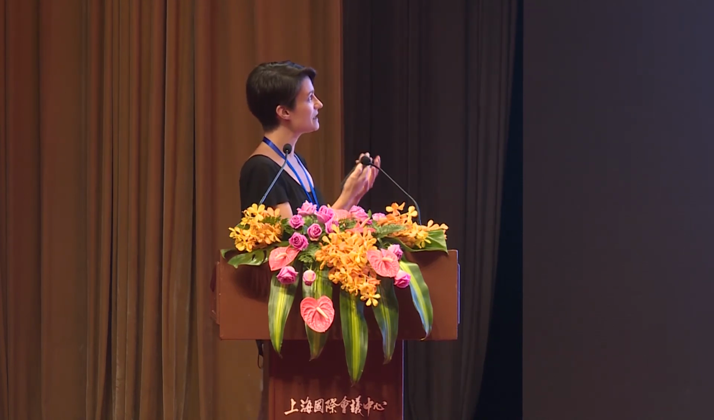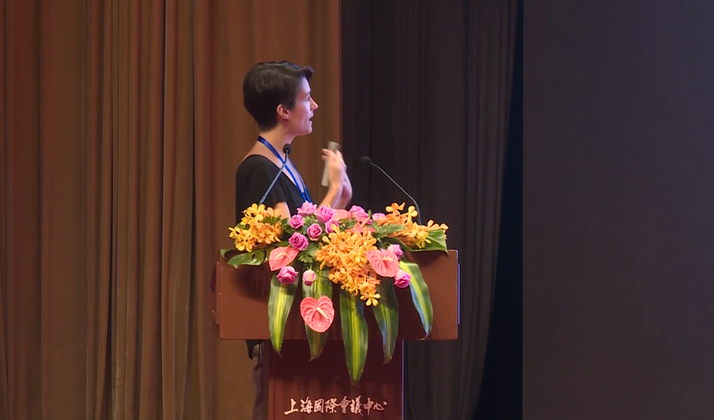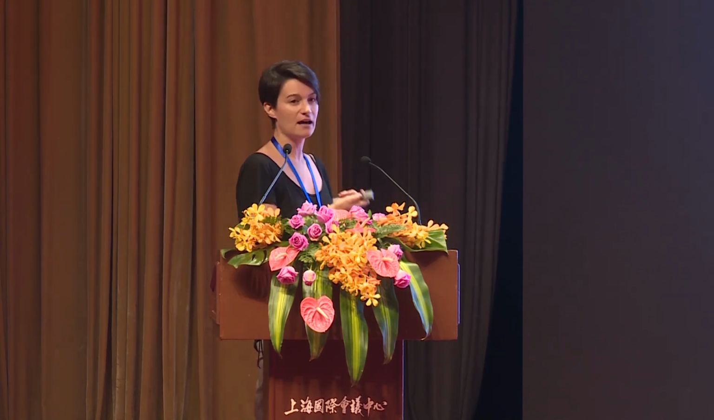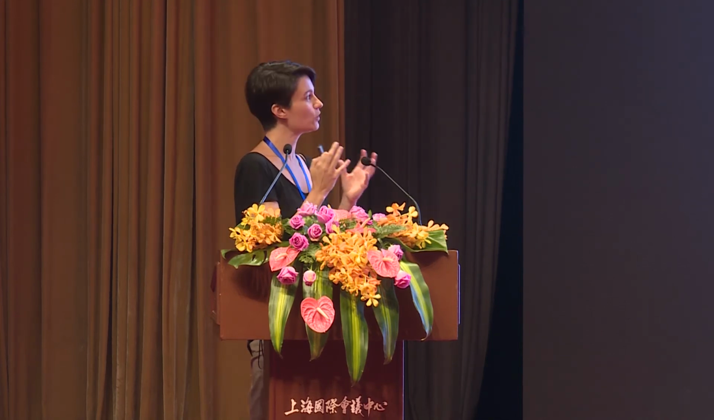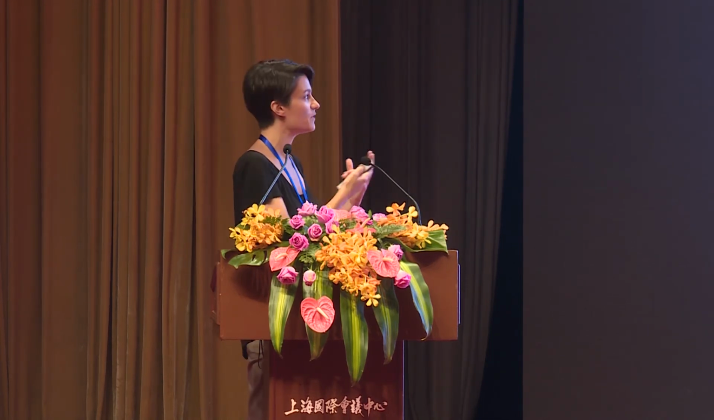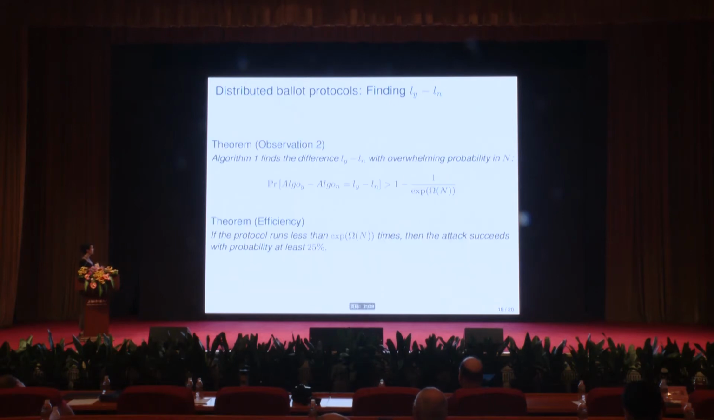And these option credits act in a very, very similar way. So if you try and measure them, then there's a very, very high probability that you are going to be able to figure out, well, not exactly how they're formed, but the difference between them. So they have a very, very similar behavior. So what we can prove is that this algorithm finds a difference with overwhelming probability in the number of voters.